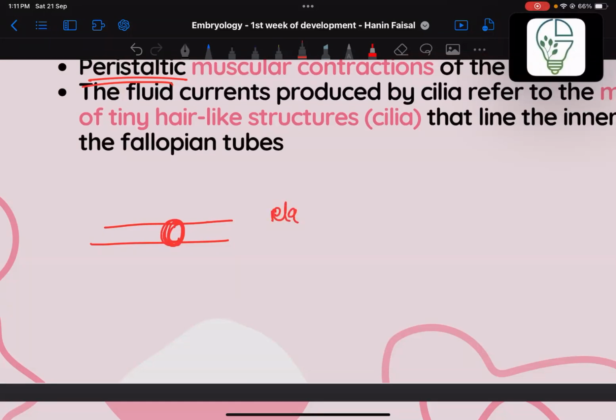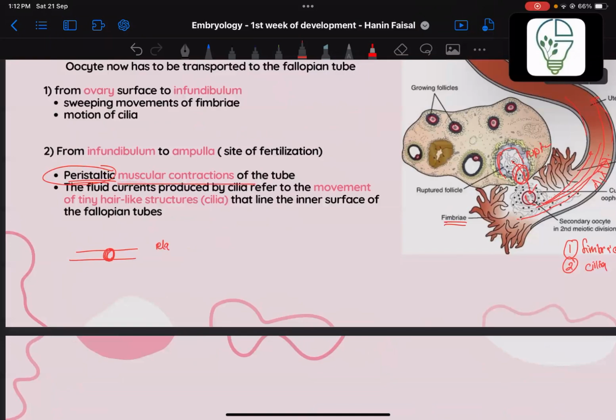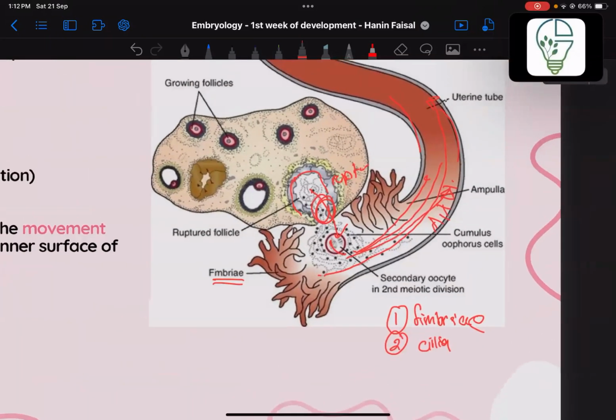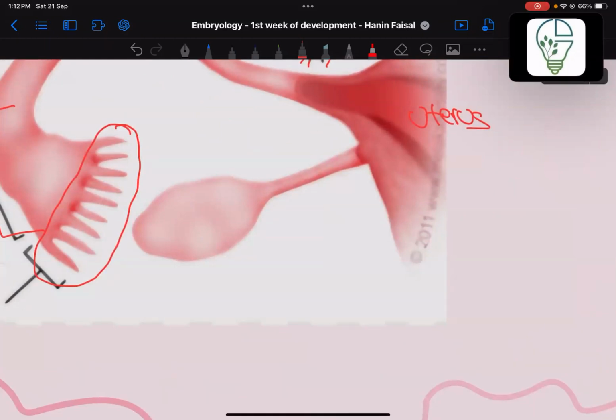So think of it like this. I'm contracting here, so I'm pushing it here, but this should be relaxed, because I have to move the oocyte. So it's going to be contracting, here is relaxation, and then when it reaches, it's going to contract again and relax again. So this is the meaning of peristaltic muscular contractions. So again, who can summarize for me the three things that will help move the oocyte? Okay, exactly like Omar said, cilia, fimbriae, and the peristaltic contraction of the muscles.